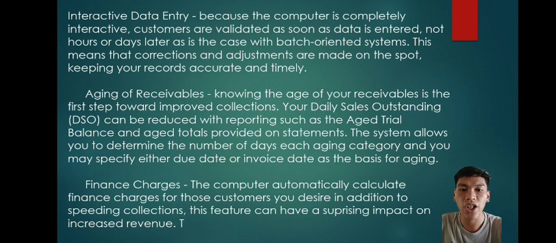Next is the aging of receivables. Knowing the age of your receivables is the first step toward improving collections. Your days sales outstanding, or DSO, can be reduced with reports such as the aged trial balance and aged totals provided on statements. The system allows you to determine the number of days in each aging category, and you may specify either due date or invoice date as the basis for aging.